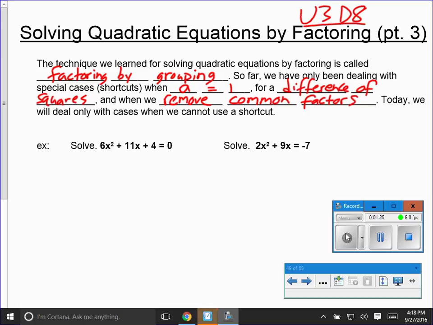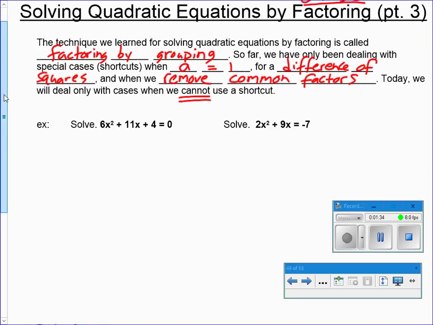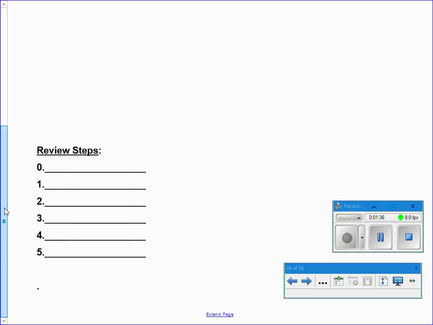So today we're going to look at only ones where we cannot use a shortcut. So we're going to have to do all of these today the longhand way. Before we start solving them, we're going to review what we did on that first day, review the steps.